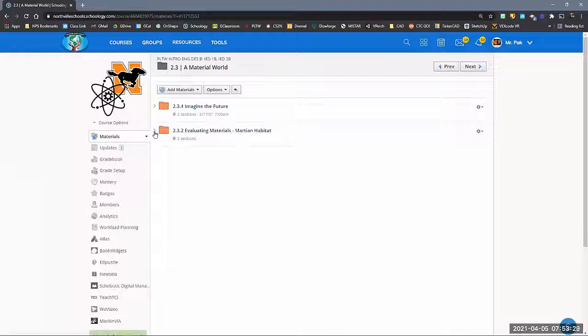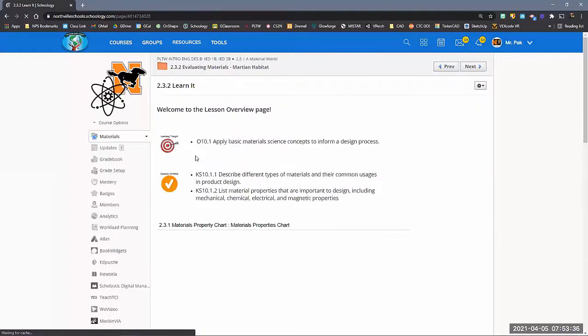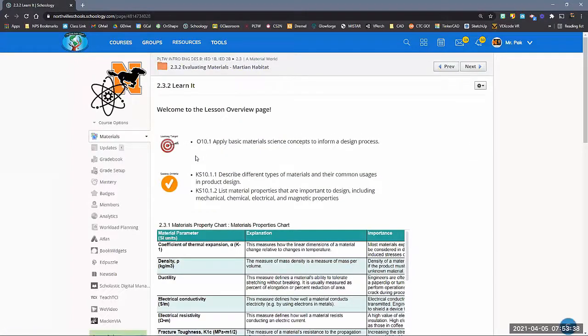A Martian habitat. So some background about this assignment is we're still talking about material science, and so we're going to try to understand how a material scientist thinks and works, as well as the engineers associated with that, in terms of deciding on what materials to use for different applications. By the end of the couple assignments here, you should be able to describe different types of materials and their common usages in product design.